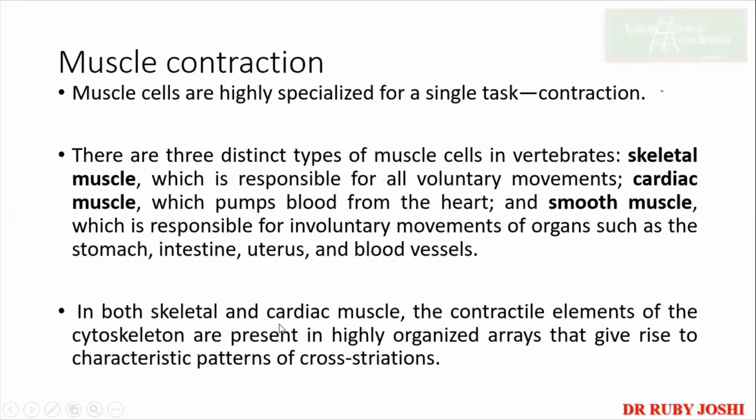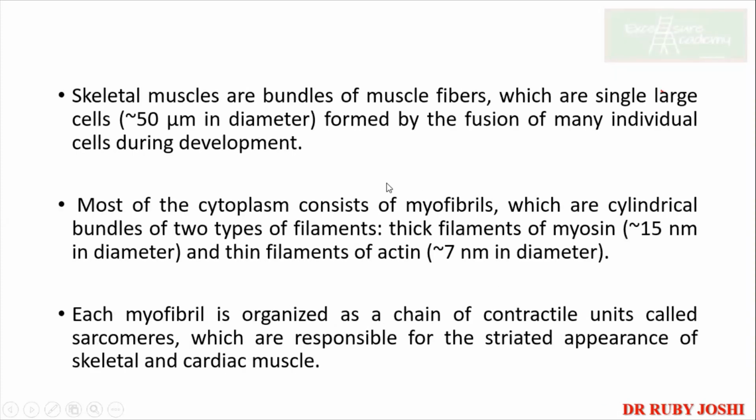Now, in both the skeletal and the cardiac muscle, the contractile elements of the cytoskeleton are present in a highly organized array. It's not that they're randomly present, they're very, very organized, and that's why when you see the muscle cell, each fiber, when you take each myofibril, you can see that this organization results in the striation. Iska matlab kya, kahin kahin pe dark hoga, kahin kahin pe light hoga. So these skeletal muscles are the bundles of the muscle fibers, which are around 50 micrometers in diameter.